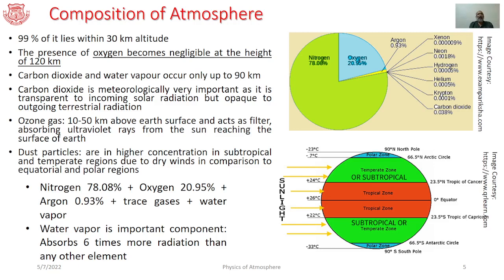The carbon dioxide as well as the water vapor show their presence only up to 90 kilometers, and as we know, the presence of the carbon dioxide is meteorologically important as it is providing the window for the insolation, and also it is opaque for outgoing terrestrial radiation.